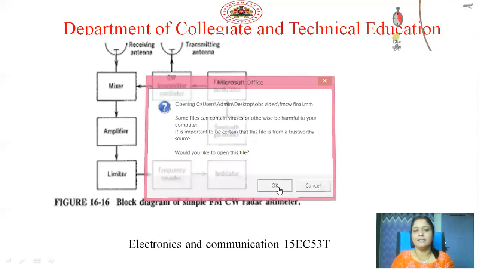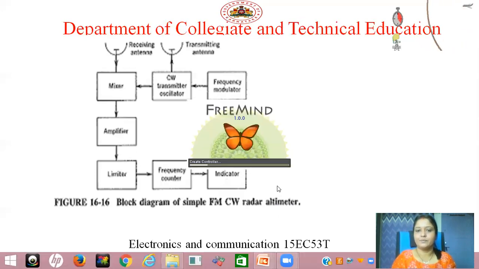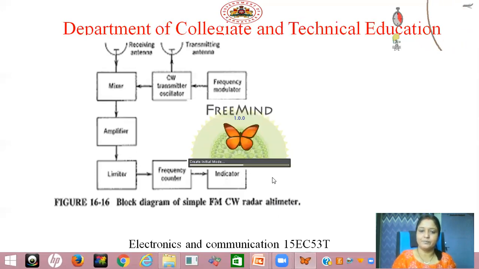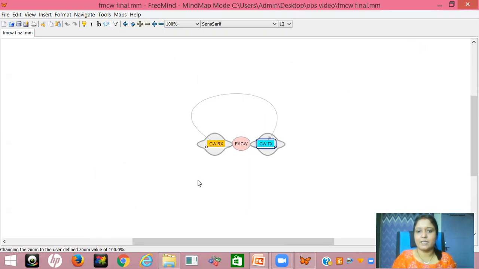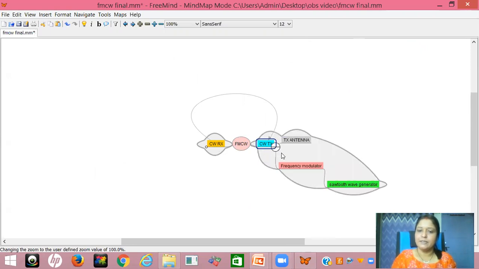We will analyze this particular block diagram once again to get the clarification. Now, as we have explained, we have the transmitter section and the receiver section. This is the frequency modulated continuous wave radar. At the transmitter section, what is happening? It has the sawtooth wave generator, which is the modulating signal. That is given to the frequency modulator such that the signals are modulated. Now that is given to the transmitter section, and through the transmitting antenna the signal is radiated.